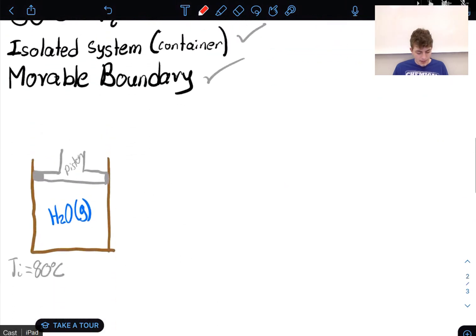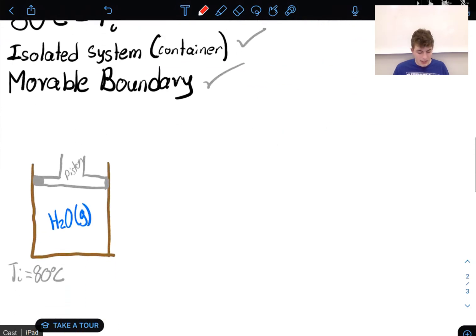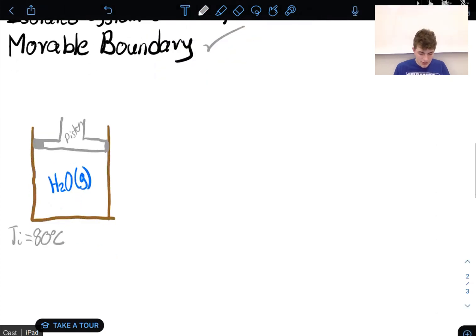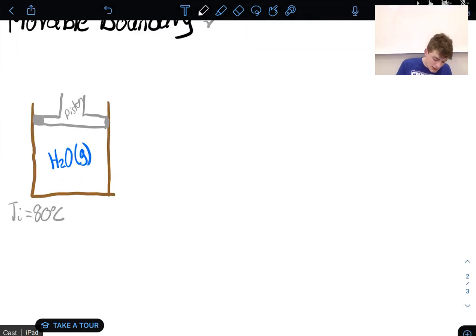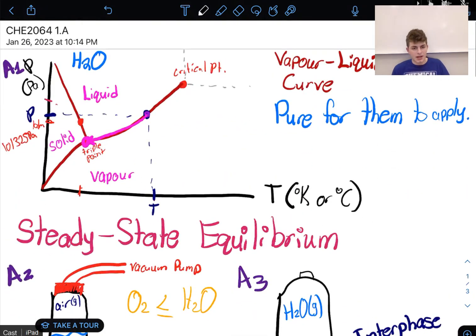Okay, so we're going to look for that pressure that matches up with 80 degrees Celsius. We want to know what is the maximum pressure that this sample can be at. So I'll call this P max here. What is the maximum pressure that this sample can be at? So let's look at our phase diagram to figure this out.